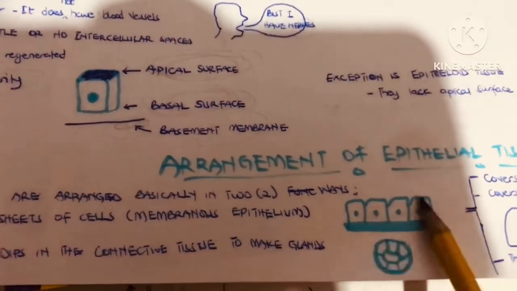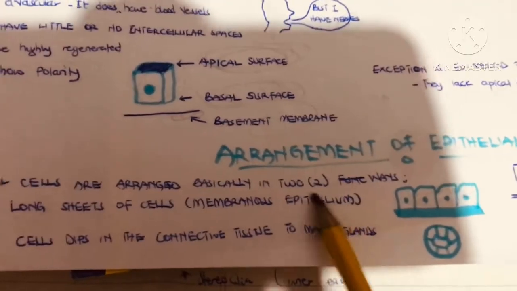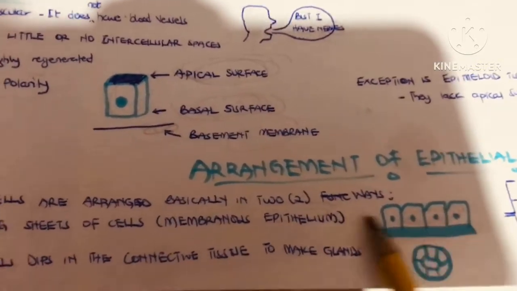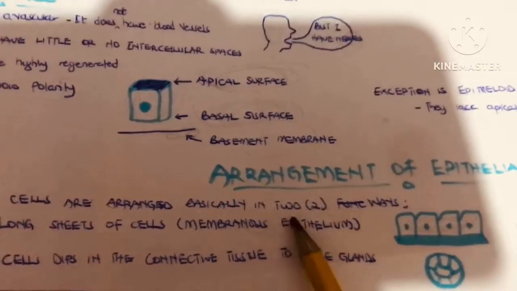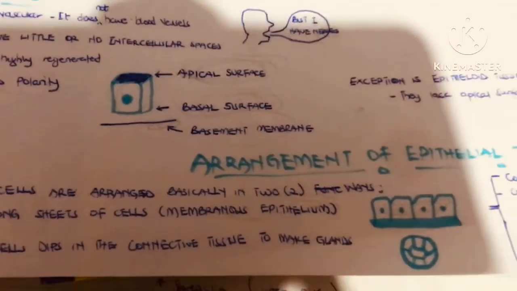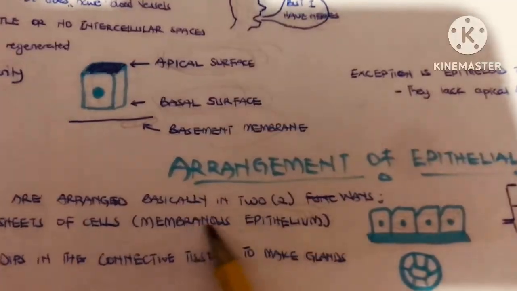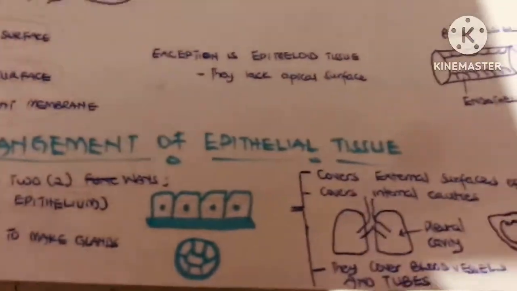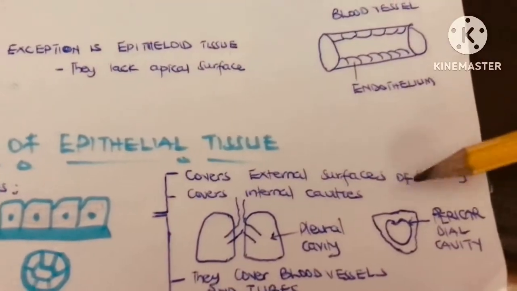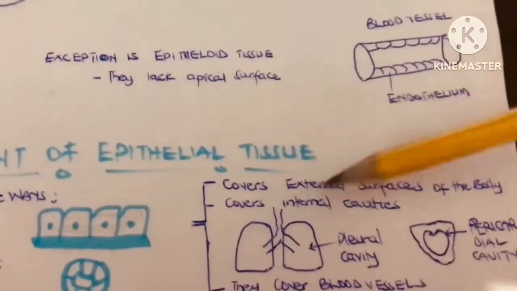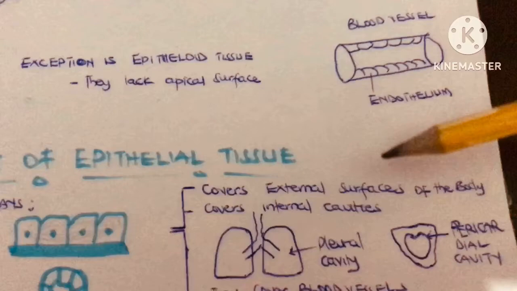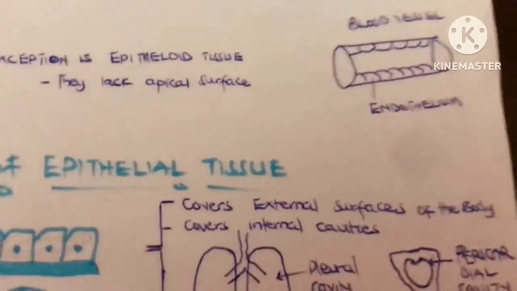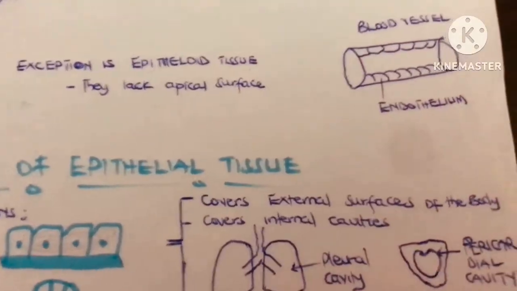And this epithelial arrangement, we call it the membranous epithelium. This membranous epithelium is very important. Why am I saying that? Because when you look at the external body surface, they are the ones that cover the external body surface, like the dermis of the skin.